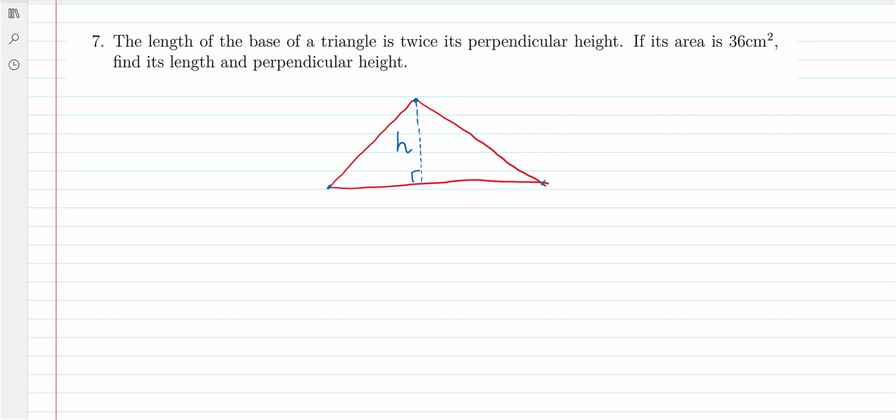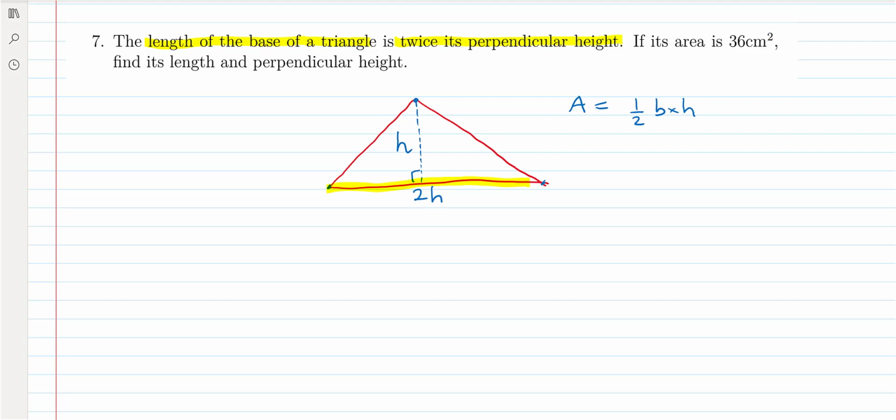Just a reminder, the area of a triangle is equal to half the base, which is this part here, times the height. And when we talk about the height, it is the perpendicular height, so half the base times h. We know that the length of the base, which is given in the question, is twice its perpendicular height. We called the perpendicular height h, so the base must be 2 times h. Now we can make an equation and find what h is.